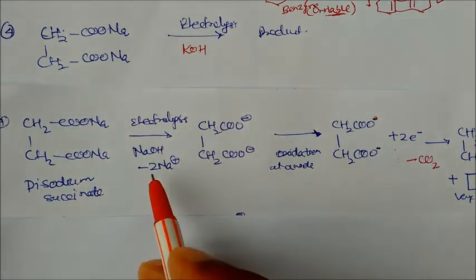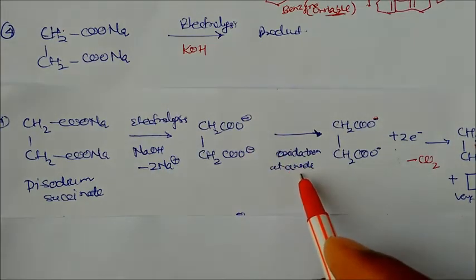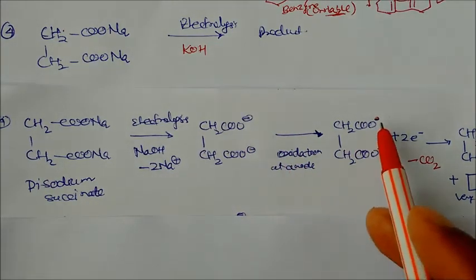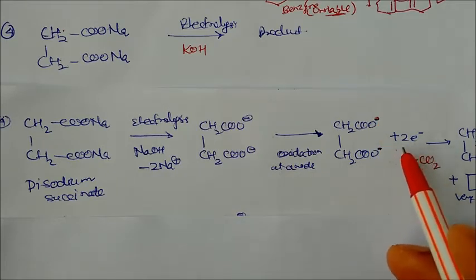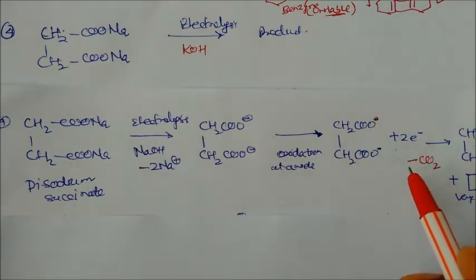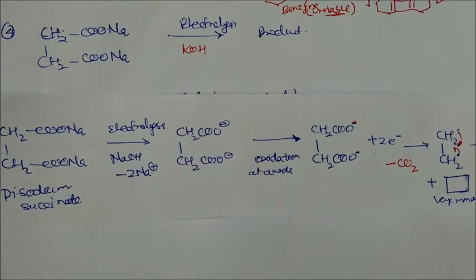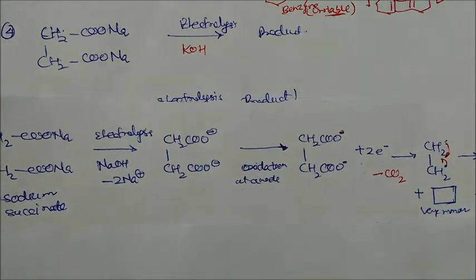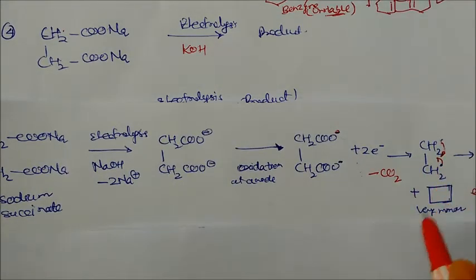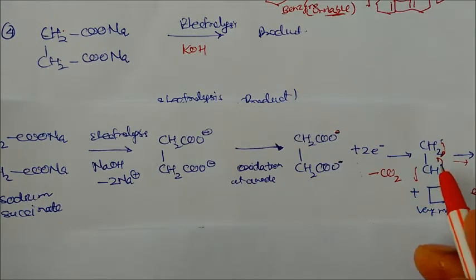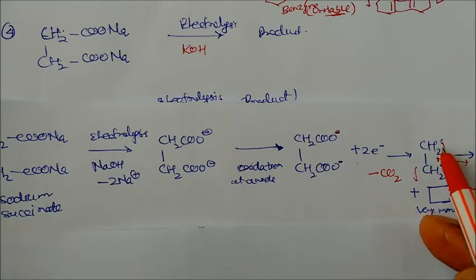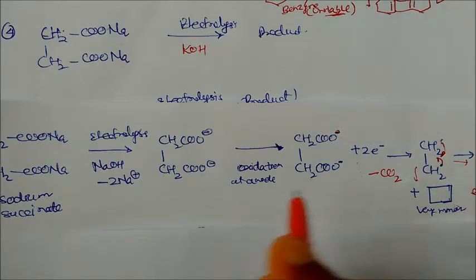On electrolysis, this will give you negative charges. Then it will come to the anode, and convert into a free radical, with 2 electrons released. These 2 will be lost as CO2. So what will happen on losing CO2? We can see here, this will convert into free radicals. There are 2 possibilities. One possibility is this one, and one possibility is this one. This will be your minor product, because these 2 free radicals are very near to each other. So there is less chance of this product, and more chance of this one. This is a major product, and this is a minor product.